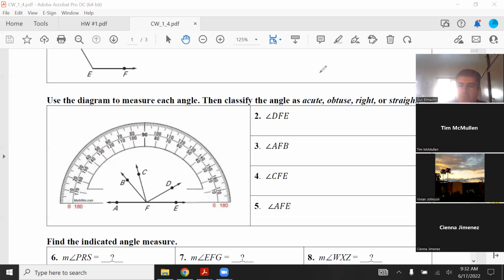I do see one person in the chat. I know more than one of you guys can do this. Okay, good. I see 2. I feel a little better.